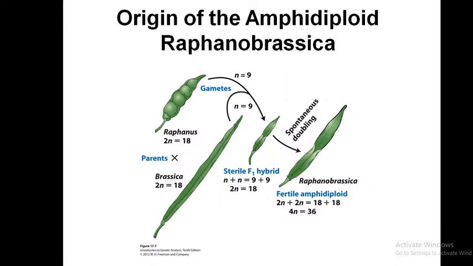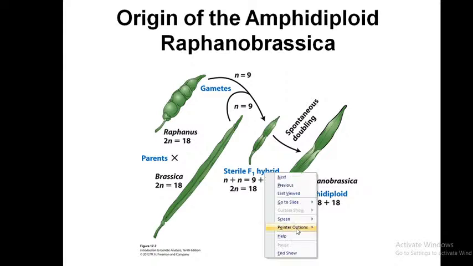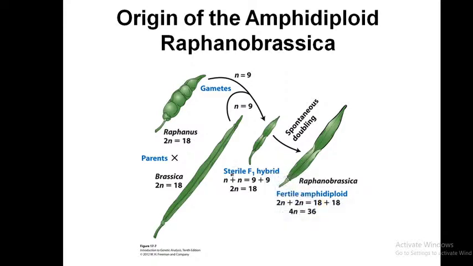Unreduced gametes ഉണ്ടാകുന്നതുകൊണ്ട് ഉണ്ടാകാം, അല്ലെങ്കിൽ somatic doubling കൊണ്ട്. രണ്ട് രീതി വഴി allopolyploids can be formed. So the first generation hybrid, that is AB, is sterile due to lack of pairing or synapses. This is the F1 hybrid, the sterile F1 hybrid. That is the F1 generation.